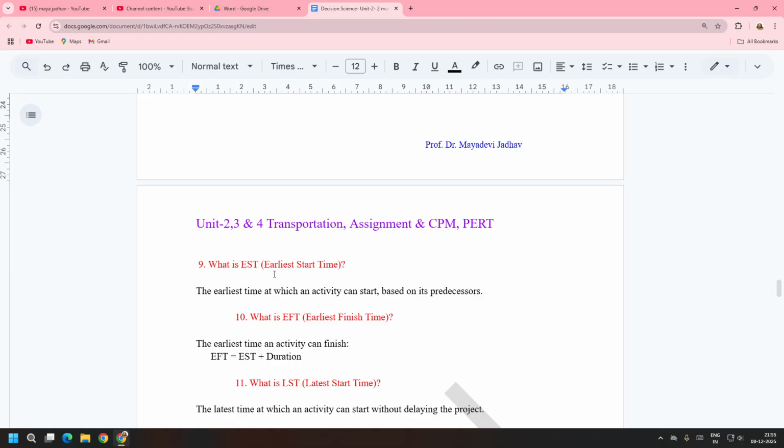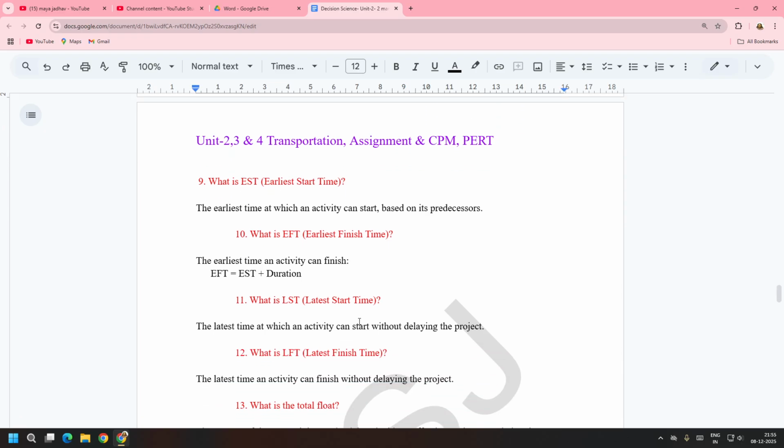What is EST? Earliest start time. The earliest time at which an activity can start based on predecessors. What is earliest finish time? The earliest time an activity can finish. EFT equals EST plus duration.